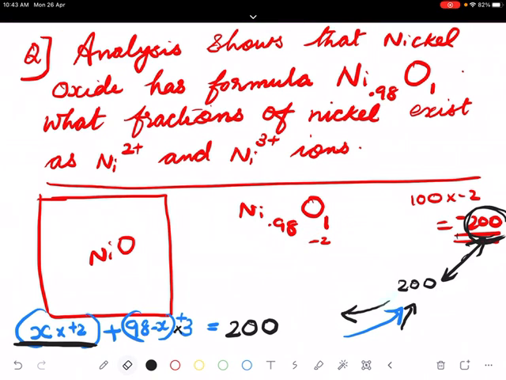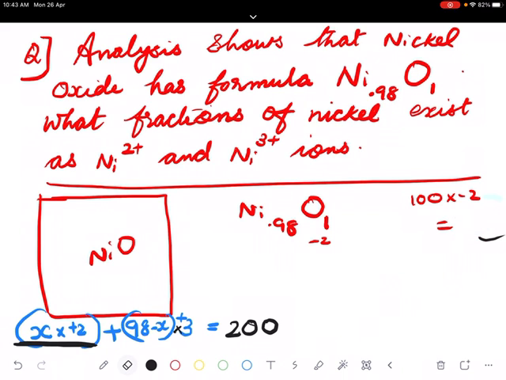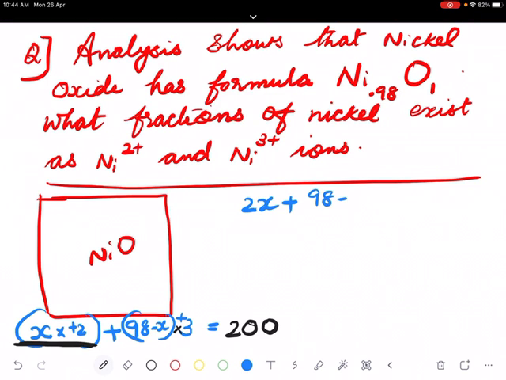So I am going to write it again. Our equation comes from what? Number of positive charges is equal to number of negative charges. Number of positive charges should be 200. This 200 is made up of what all things? Plus 2 and plus 3. How many Ni plus 2? Let it be x. So, 2x plus 98 minus x into 3 is equal to 200.